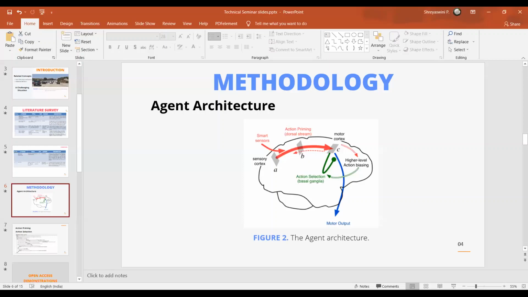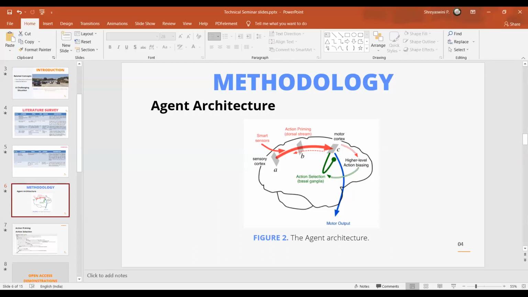As per my opinion, the agent is a sensory element which will take the present input, plan some action, and immediately perform some action. Action is nothing but a motor. Smart sensor is nothing but grabbing the environment, and action priming is nothing but planning. That means it is something like a thread.